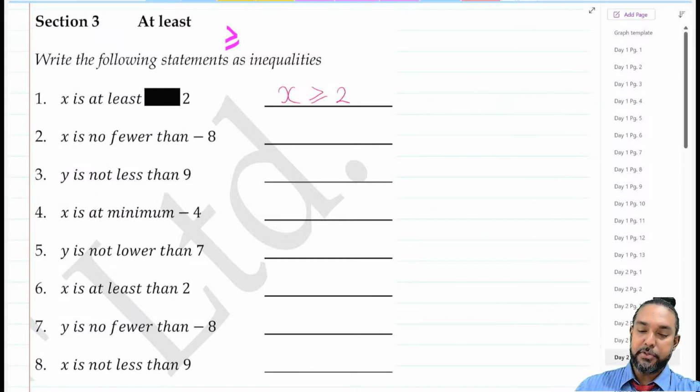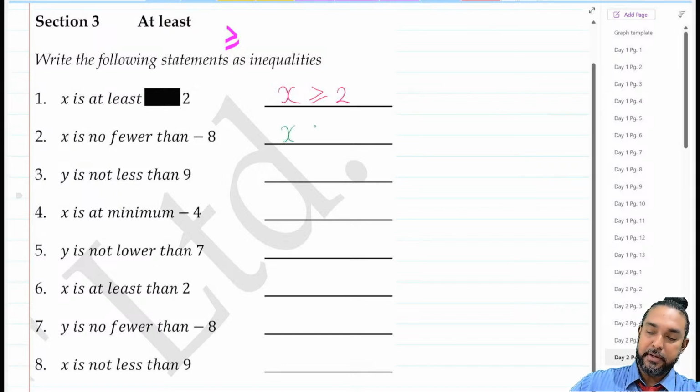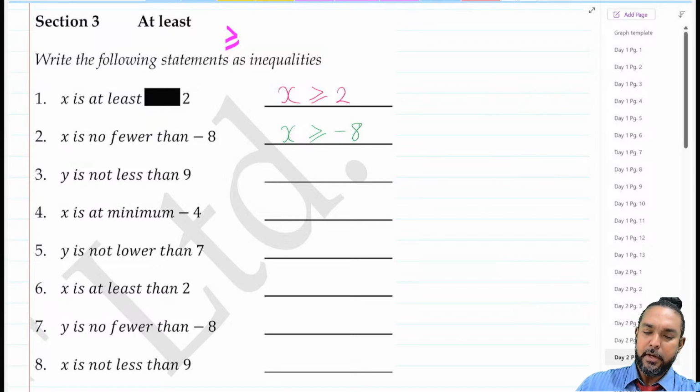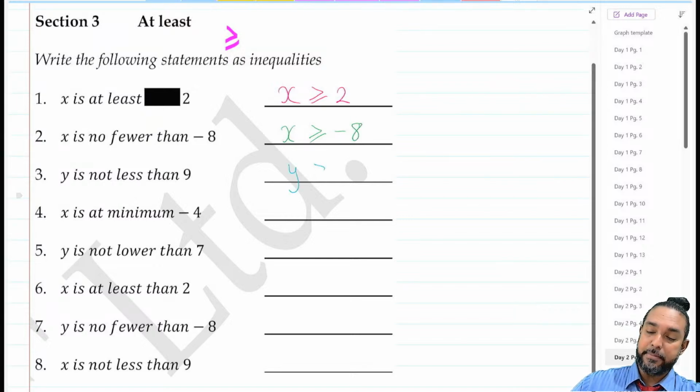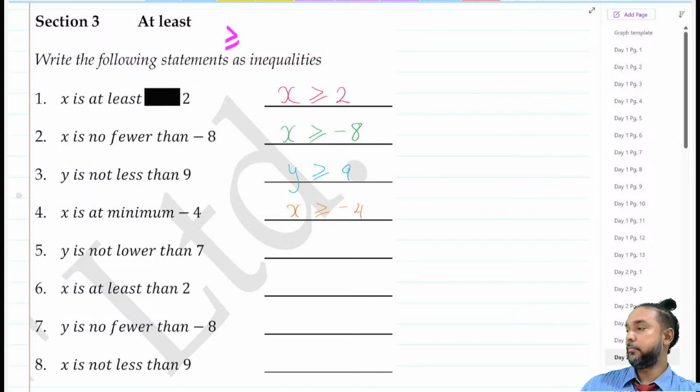Okay, so x is no fewer than 8. No fewer than is no less than. So x is greater than or equal to 8. Y is not less than 9. Not less than means it could be greater than or equal to 9. X is at minimum. A minimum means it could be greater than or equal to that item.